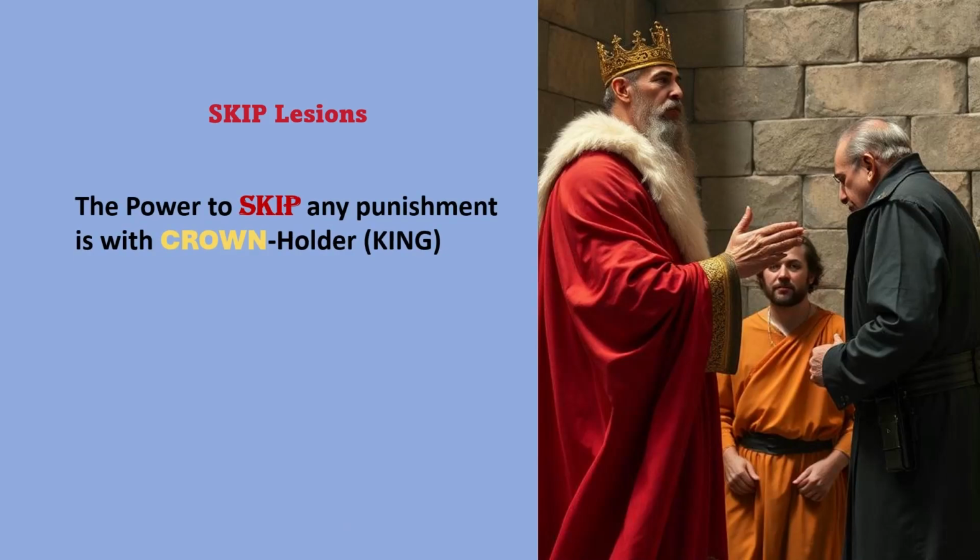The next point is skip lesions. The power to skip any punishment lies with the crown holder. So whenever you are confused with skip lesions, think who can skip lesions or punishment? Obviously, the crown holder. And that will avoid your confusion with ulcerative colitis.